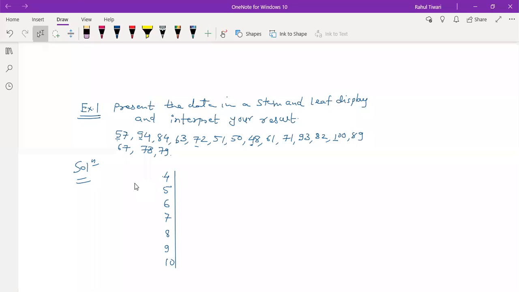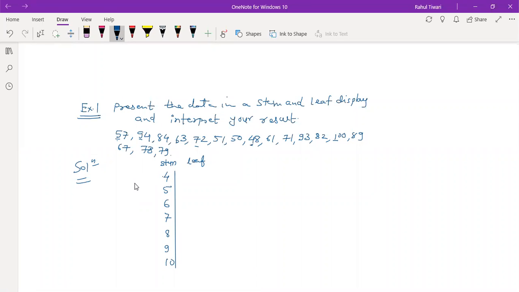Suppose the 9 is not there, then no need to write it. Like 9, is there a 9? Yes, 94 is there, for example. If there are no numbers in the 9 series, then no need of writing the 9. So the left-hand side of this is called the stem, and here we have to write the leaf. Understand how I'm writing.